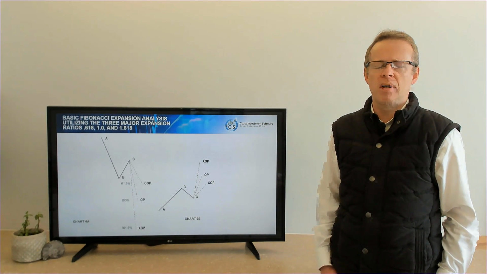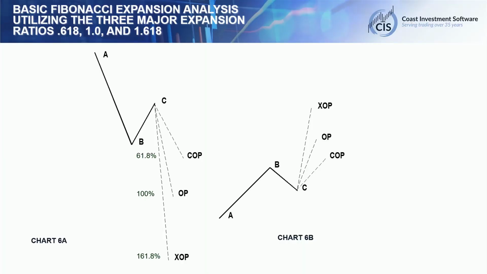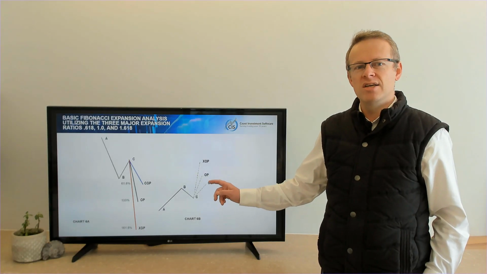So looking at expansions, we have on the left hand side an ABC move down, and if we quickly look at that, if we want to do a projection down, we'll start out with 100%. So you take 100% of the AB move and you project that down from point C, and that gives you the OP. In this case that'll be a support. Then you also calculate 0.618 or 61.8% of the AB move, and you project that down from point C. That gives you the COP support, and same with the AB, you multiply that by 1.618 and you project that down from point C, and that gives us the XOP support.